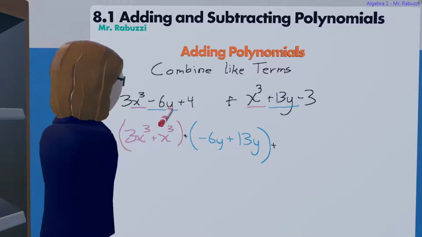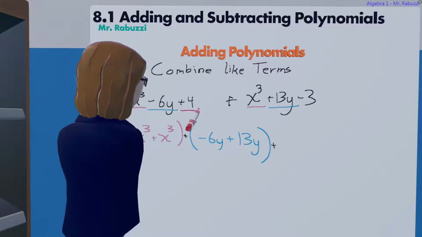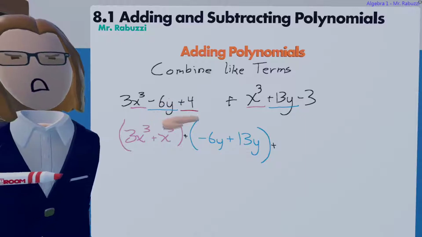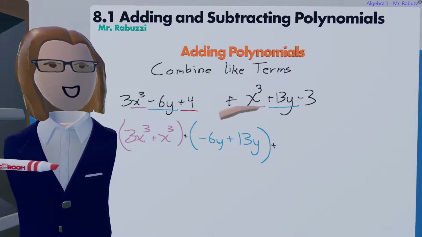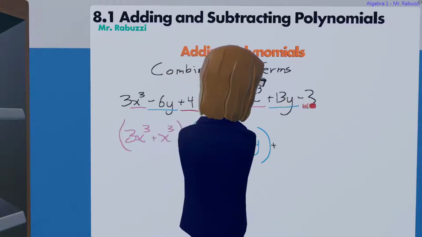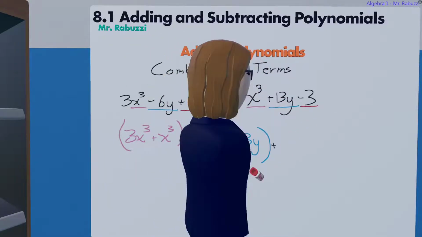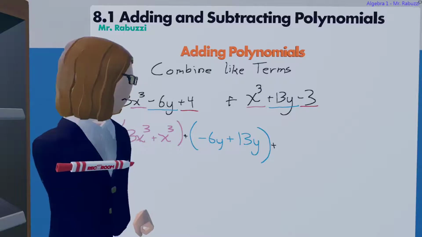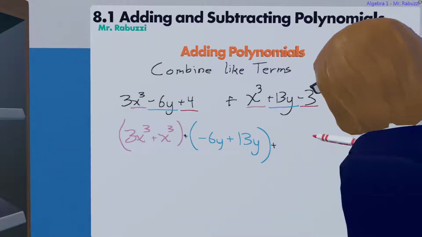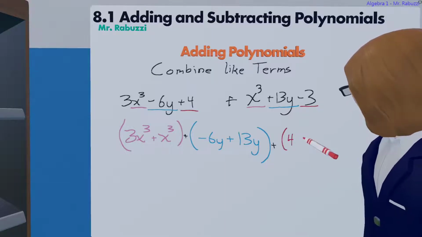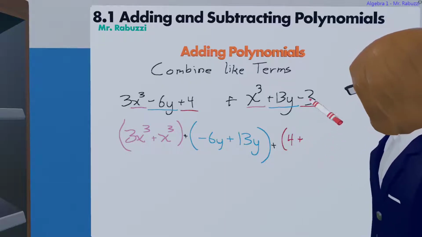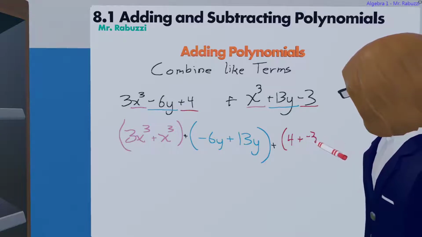Okay, now my last piece of the first polynomial is this 4. So this has no variable. Do we have a number with no variable on that side? We do. We have this negative 3. Okay, let's combine them. They are like terms. We have 4 plus -3. Done.